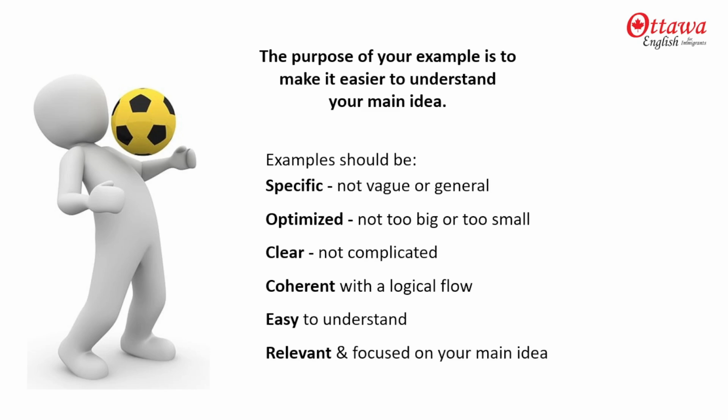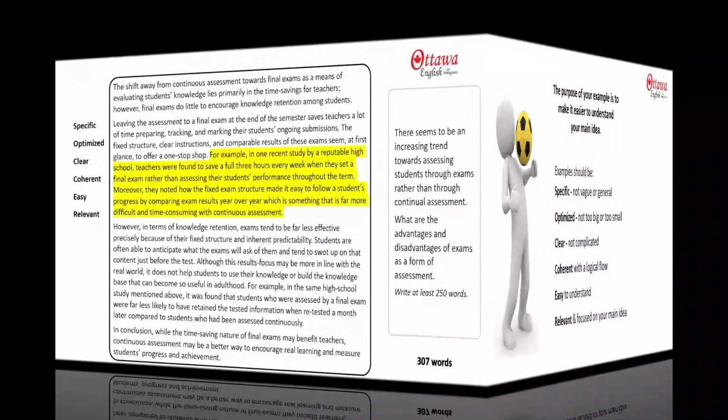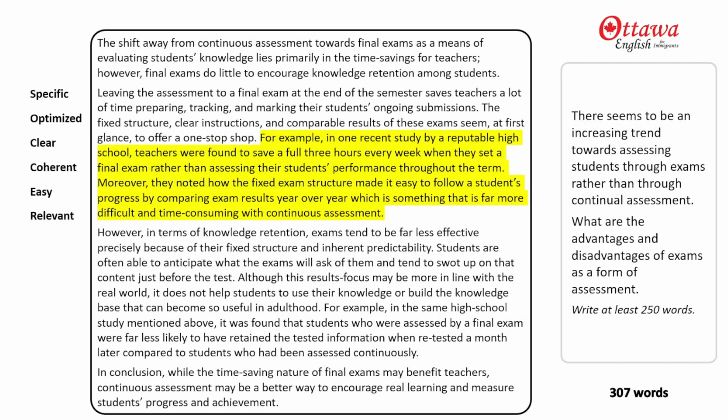So, okay, let's take a look at 6 examples and see if they meet those requirements. This is the first one. The essay discusses the advantages and disadvantages of exams and continuous assessment as a way of assessing students. And this first paragraph talks about how exams save teachers a lot of time.